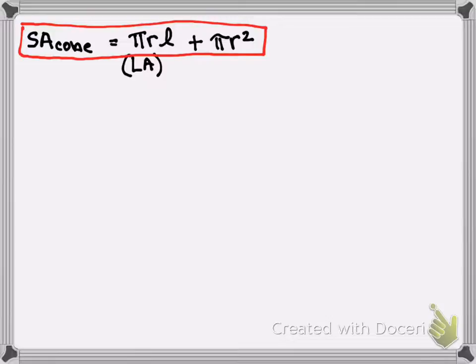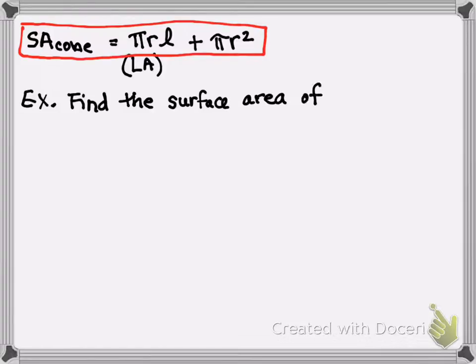Okay? All right, so let's go ahead and do a couple of examples of these. Oops, sorry, let's color back to black. So examples would be: find the surface area of each cone. Sometimes they're going to draw a picture of it.